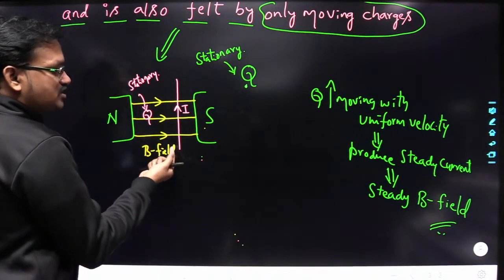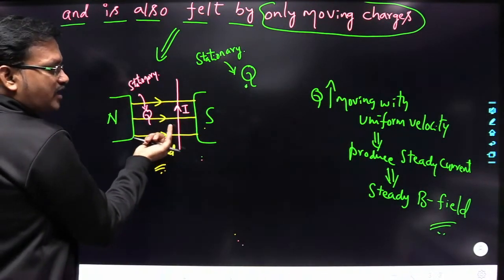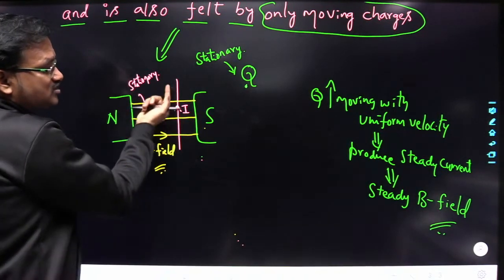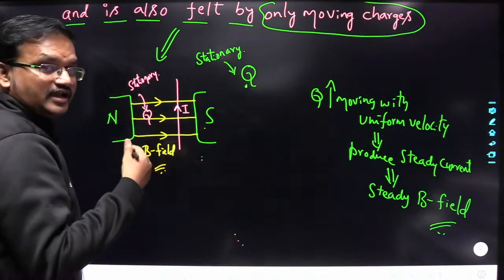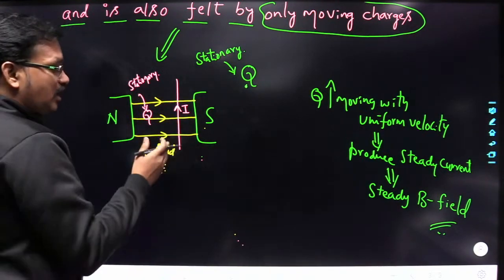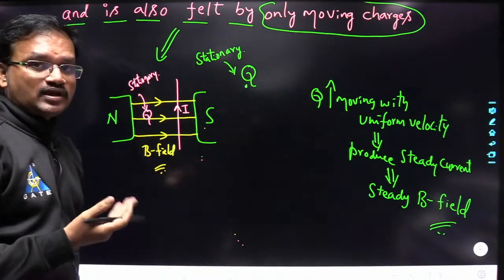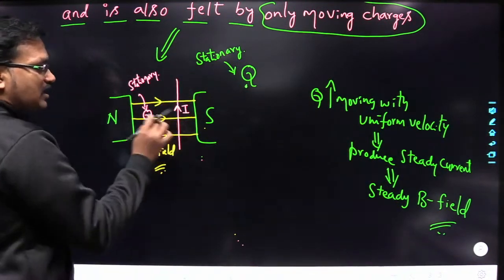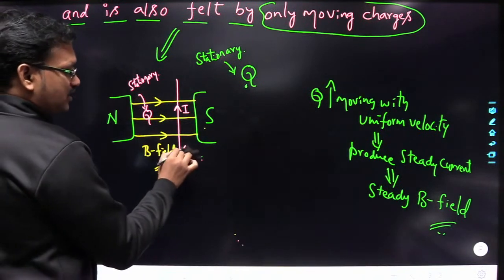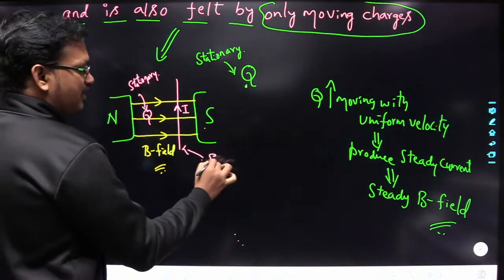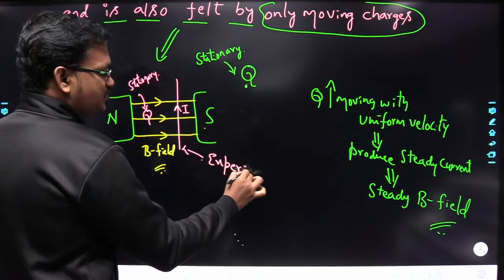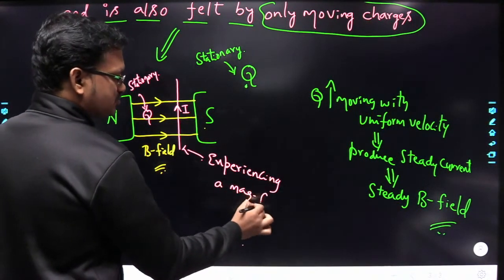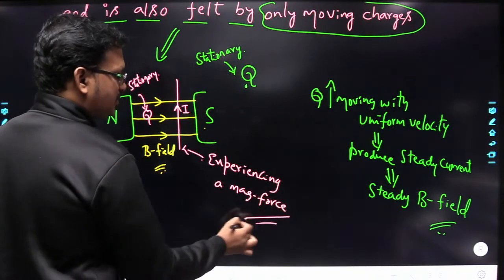That means the charge carriers are moving inside this conducting material. Yes or no? Whenever the charge carrier is moving inside the conducting material, it is observed that a moving charge is experiencing a magnetic force. Or I can simply say, whenever you place a current carrying wire, it is observed that this current carrying wire is experiencing a magnetic force.